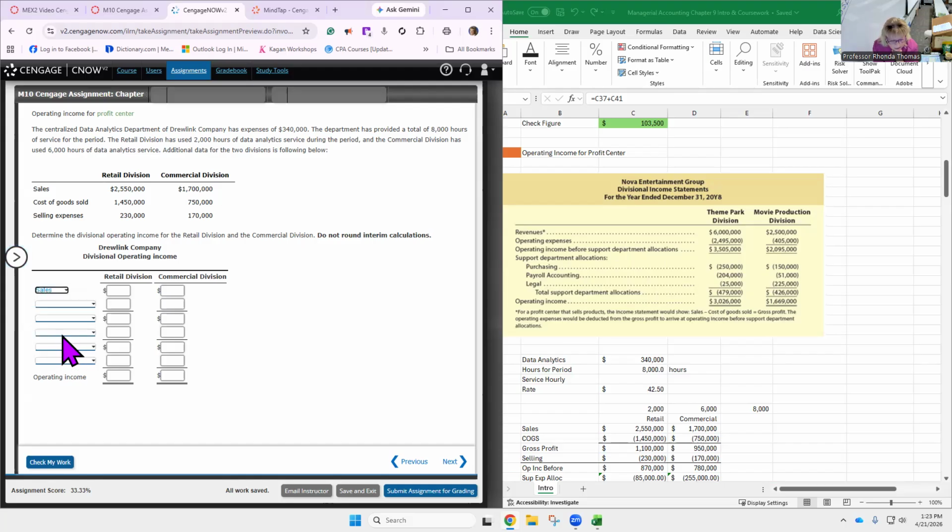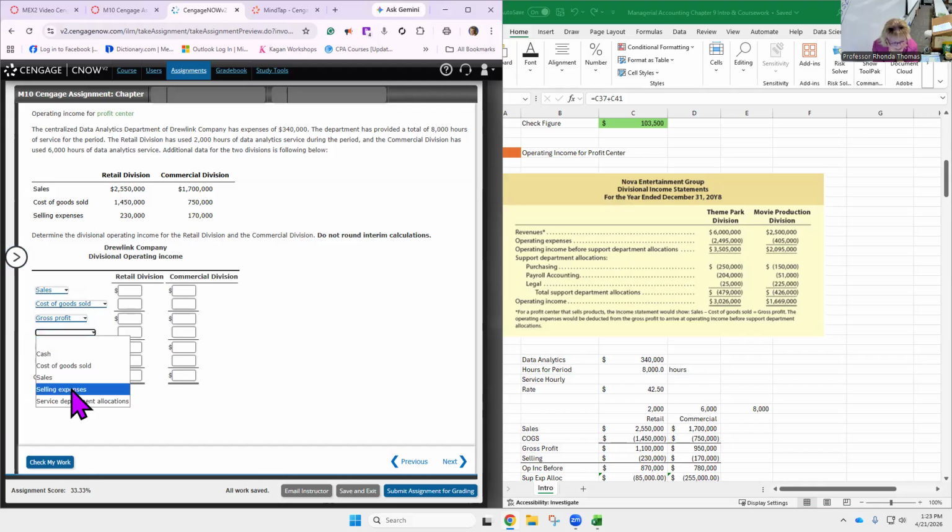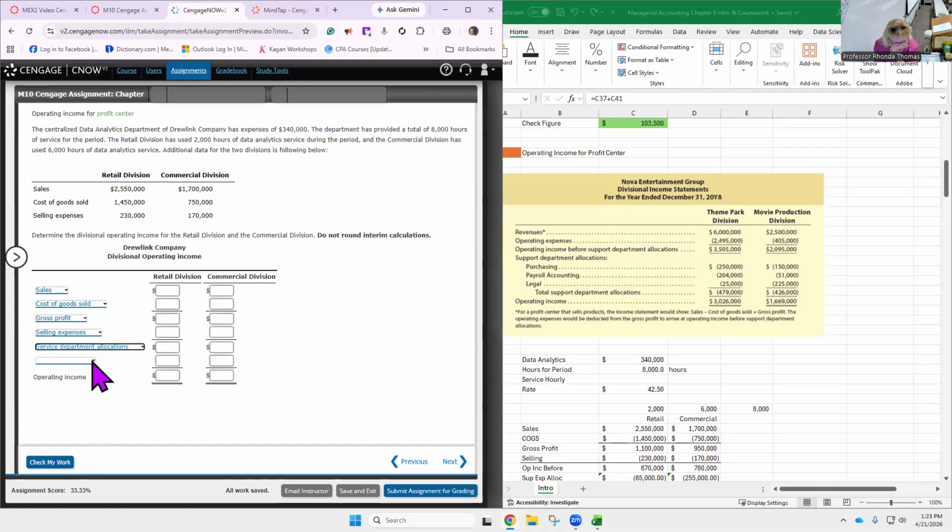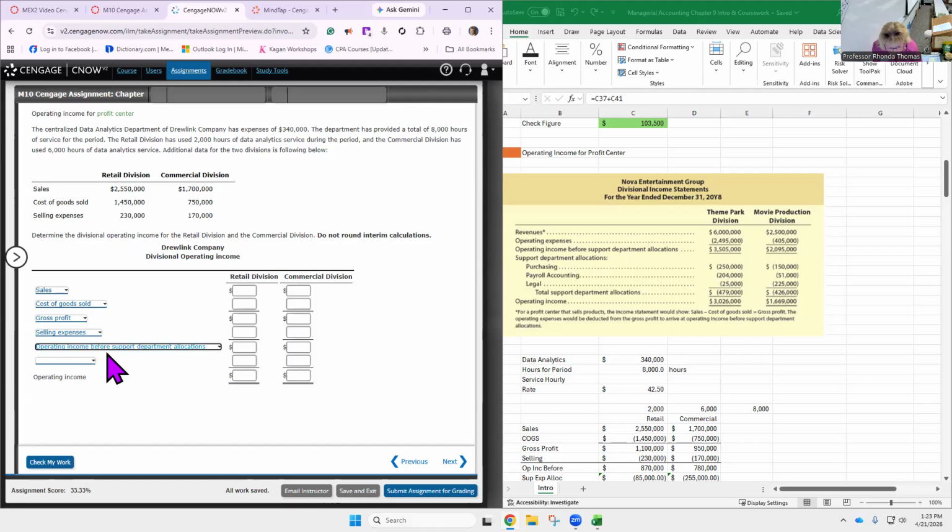So I'm going to start at the top with sales. Then I'm going to go to cost of goods sold, and then I'm going to go to the gross profit. Okay, and then we're going to subtract the selling expenses. Okay, and then the department allocations. Operating income is at the bottom. Here it is. We have a subtotal in here that we're not used to seeing. So sales, cost of goods sold, gross profit, selling expenses, operating income before support department allocations go in. So I got to put 2 in here. And so now when we're finished, now we can spread out those allocations.